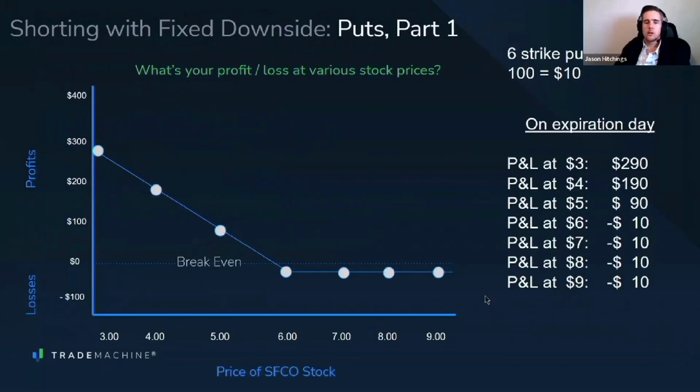So here is what our P&L chart looks like. You see that above $6, you've lost your initial investment. And below $6, you start making $100 back per dollar that the stock goes down, up until it hits a value of 0. And you still have that initial $10 investment. And so if the stock doesn't do anything, you're losing the $10.